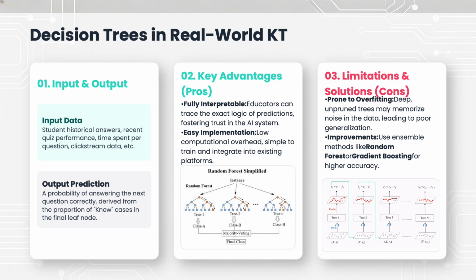The biggest advantage is its interpretability. Educators can see exactly why a prediction was made, which is critical for trust. It is also easy to implement. However, a single decision tree can be unstable and prone to overfitting to noise. That's why we often use more advanced models like random forests or gradient boosting, which combine many decision trees to get a more robust and accurate prediction.